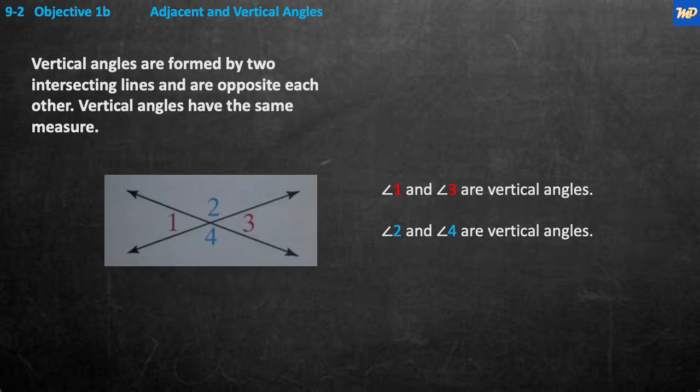Okay, objective 1B, adjacent and vertical angles. Vertical angles are formed by two intersecting lines that are opposite each other. Vertical angles have the same measure. As we see here, angles 1 and 3 are vertical angles. You see angle 1 is right in here, and 3 is over here on this side. They are opposite. When you look at these two intersecting lines, 1 and 3 are opposite, and 2 and 4 are opposite. So that's how you spot these vertical angles.